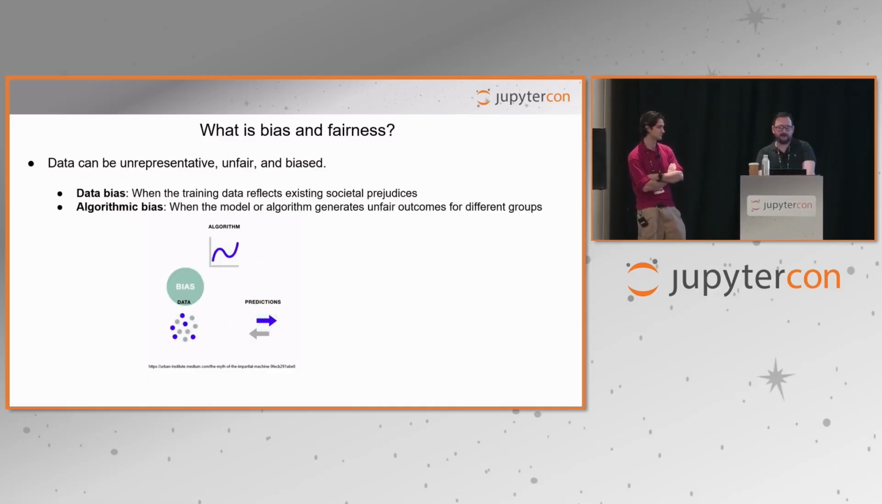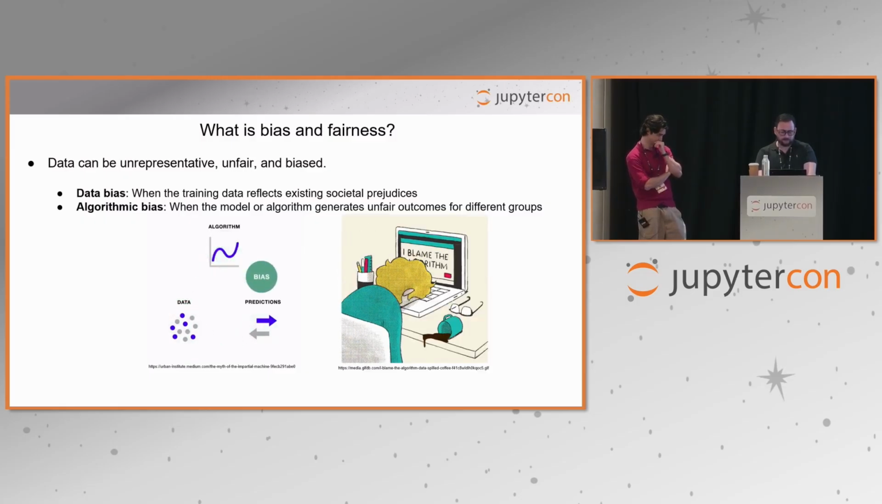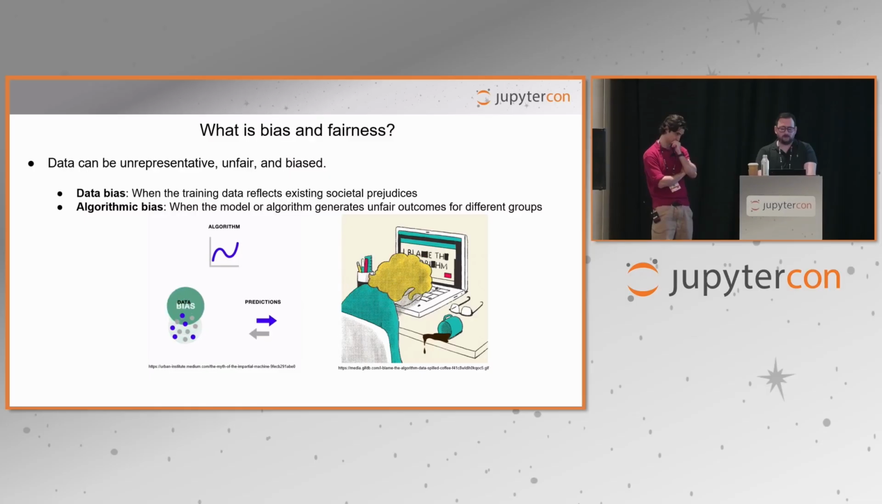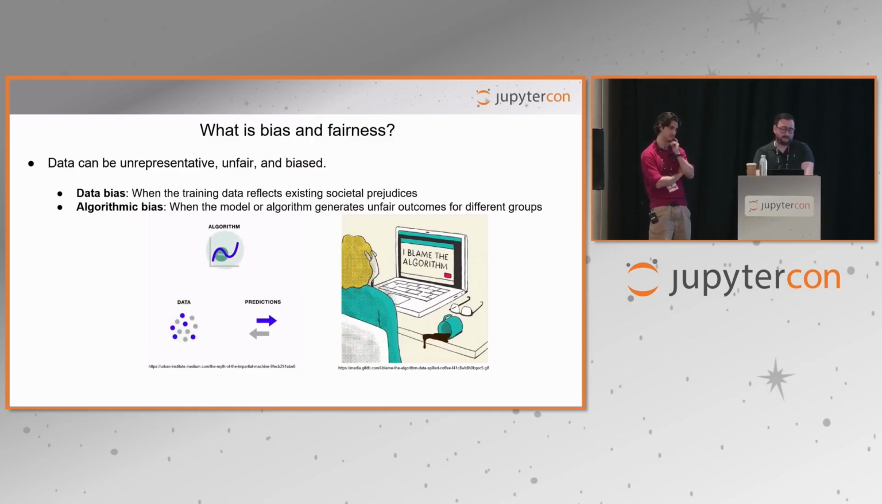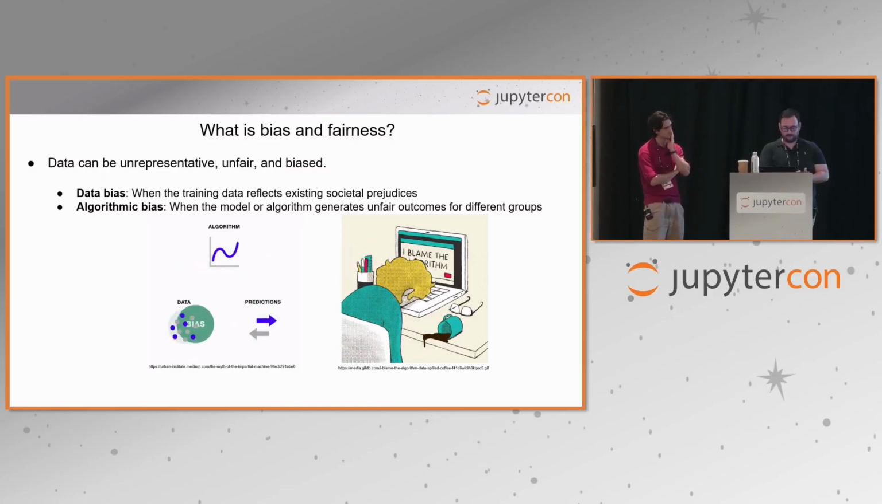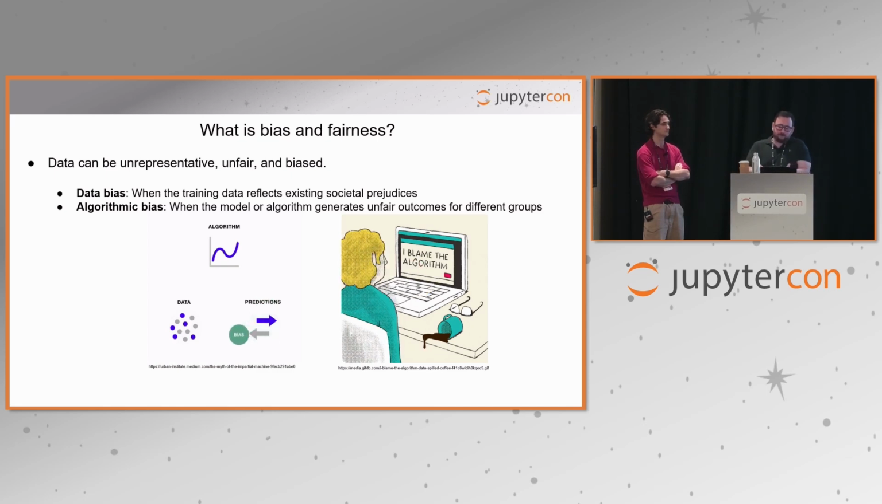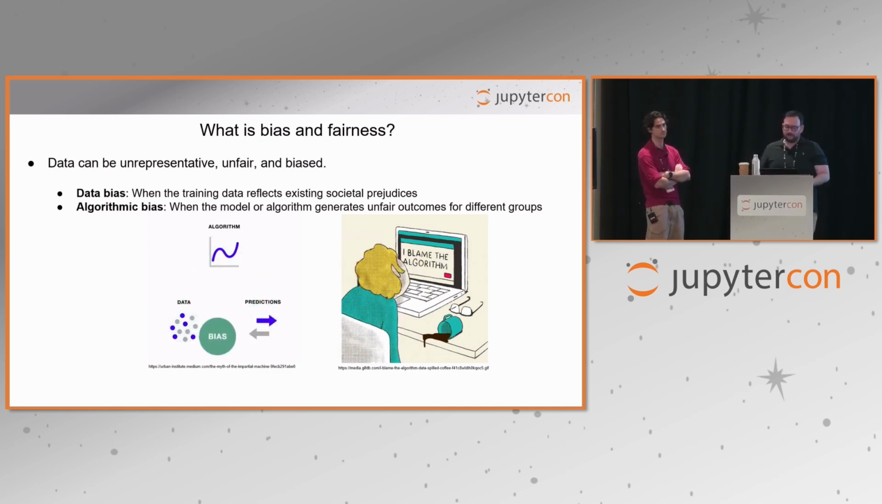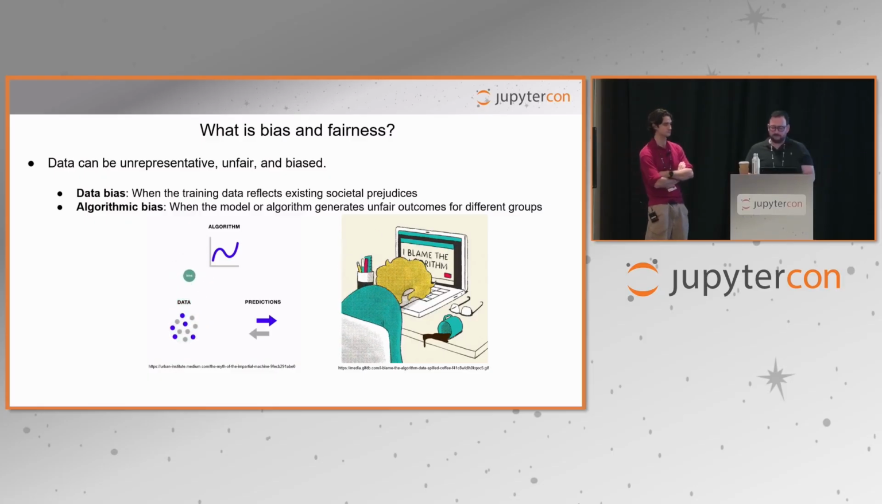Algorithmic bias, on the other hand, happens when a model amplifies or creates unfair outcomes for different groups. So, in other words, machine learning doesn't exist in a vacuum, you see. It learns from the world as it is, not as it should be. So we may just want to blame the algorithm, sure, but as data scientists, it's paramount that we assess our models and check them for these biases before we put them into production.